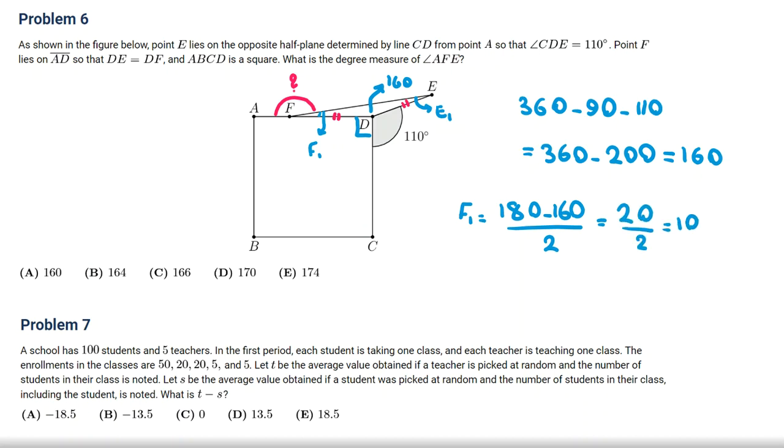Because F1 is 10, AFE plus F1 we know is 180, because this is a straight angle. 180 minus 10 equals 170 degrees. And the answer is D.